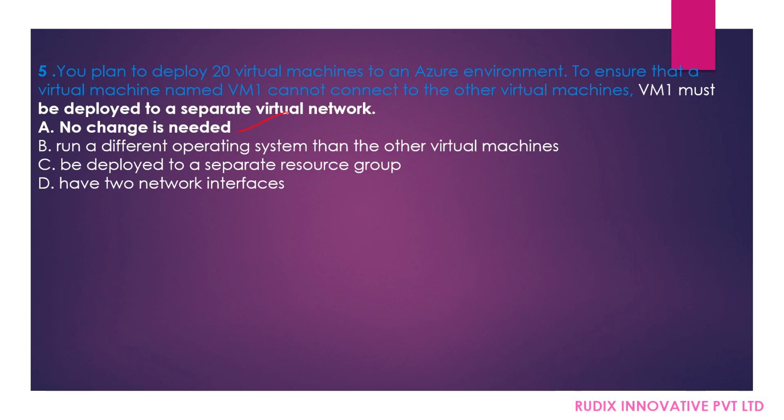Coming to option D, having two network interfaces might provide additional network capabilities, but it does not address the requirement for separation at the network level. So the answer is no change is needed. It means VM1 must be deployed to a separate virtual network when it is deployed.